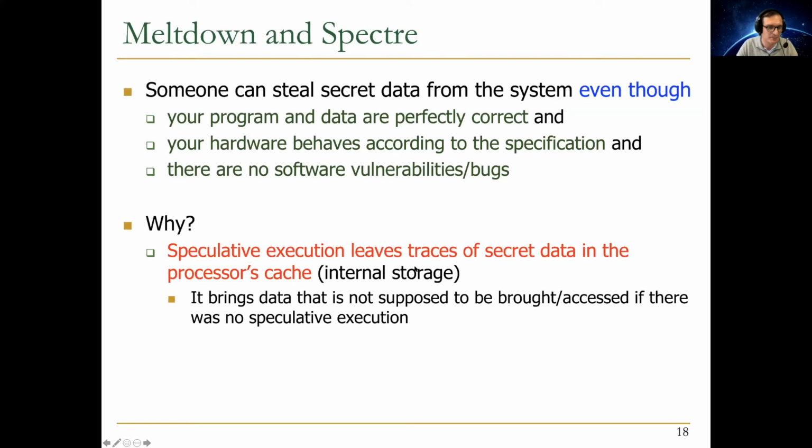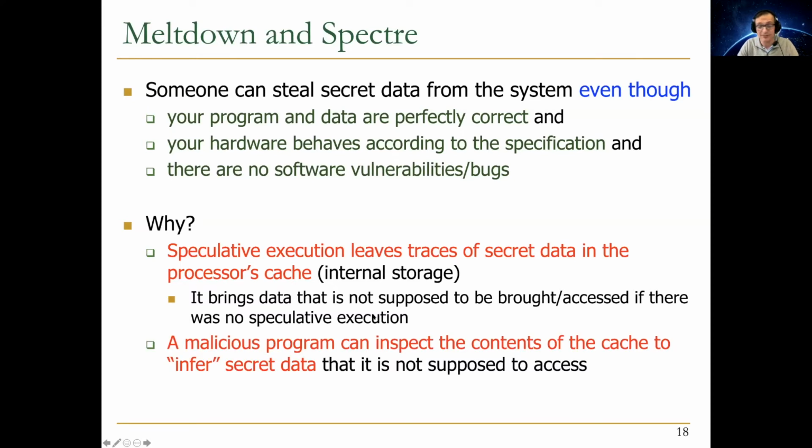But again, the purpose is not to talk about the real attack over here. But basically, you have some traces of secret data in the processor's cache, internal storage, and we're going to talk about cache also. Cache is locations that are recently accessed so that you can access them faster the next time. And this speculative execution of 200 instructions, as I mentioned, brings data that is not supposed to be brought or accessed if there was no speculative execution. Now, a malicious program can intelligently inspect the contents of the cache to infer secret data that it's not supposed to access. And again, I'm not going into the details of how this is done.